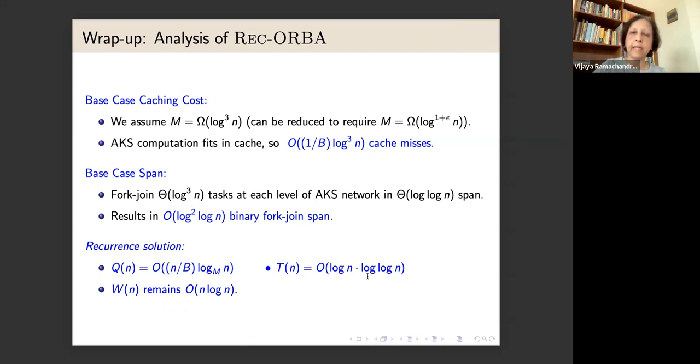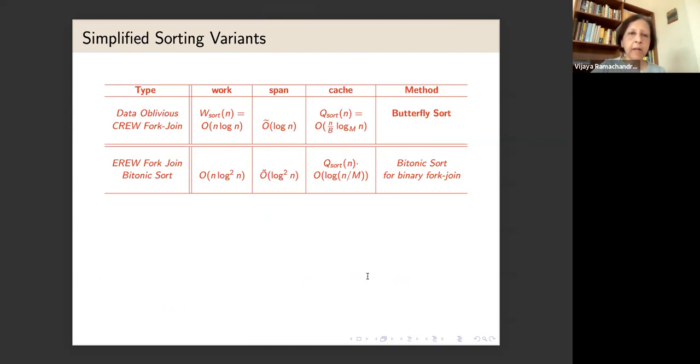In fact, this is EREW because there was no CREW here. The overall sorting algorithm, butterfly sort, is CREW because it uses SPMS, which is a CREW algorithm. Now, I'll just spend a couple of minutes about our simplified sorting variant. So butterfly sort is our asymptotically good data oblivious sorting algorithm. However, it's fairly complex. I mean, of course, it uses small AKS networks, but also it uses SPMS, which is quite involved.